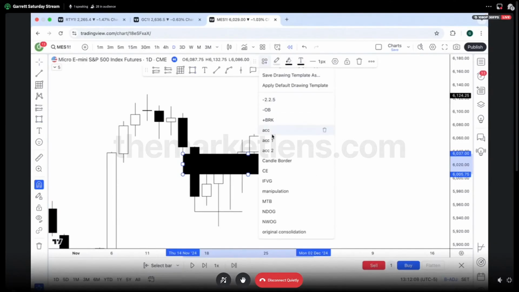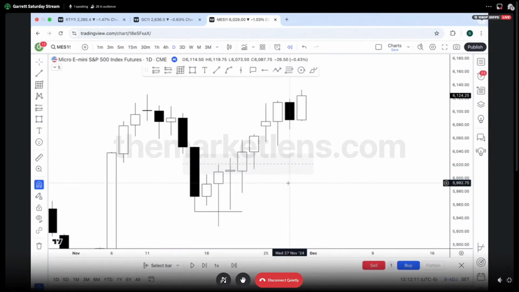So again, just think about market maker models. We want to see the sell side of the curve PD arrays get disrespected, and then once they get closed over, used as support, right? Again, we close over that. That's just showing strength here.